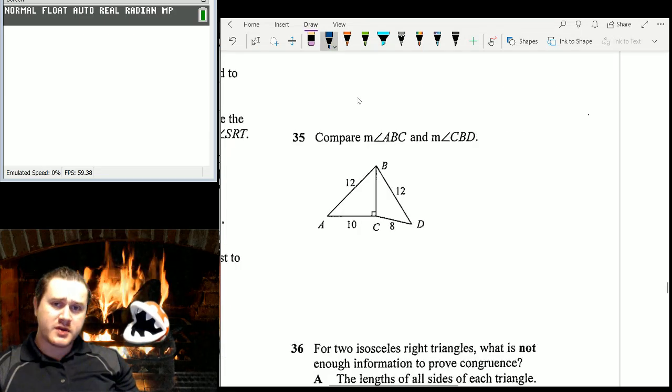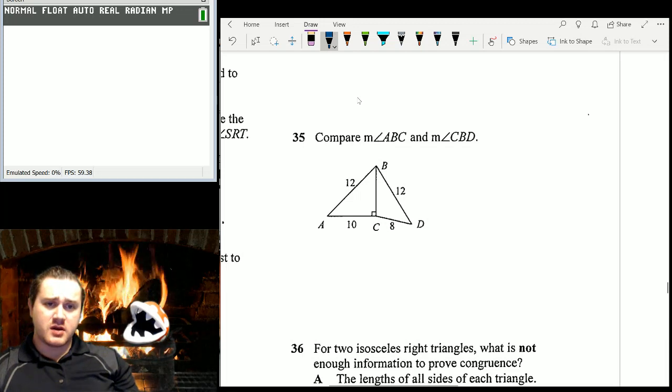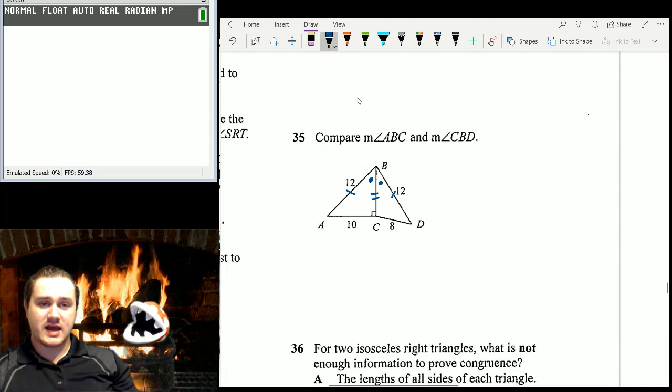Number 35 is a hinge theorem problem. Again, we're comparing the angles in triangle ABC to triangle CBD. We want to know which one's bigger. The sides of 12 are the same, and the side BC is the same. So we have the angle between the sides, so yes, this works for the hinge theorem. We just have to figure out which one of them opens up to the bigger angle.